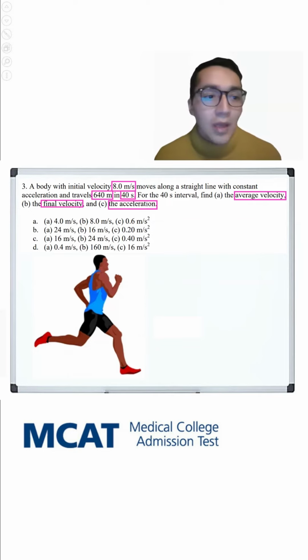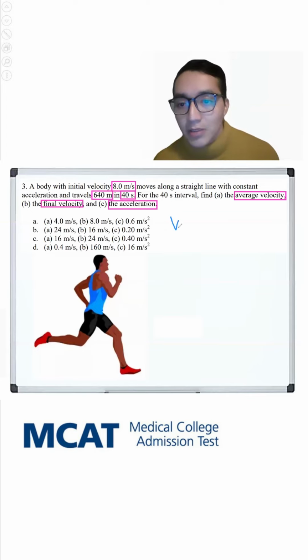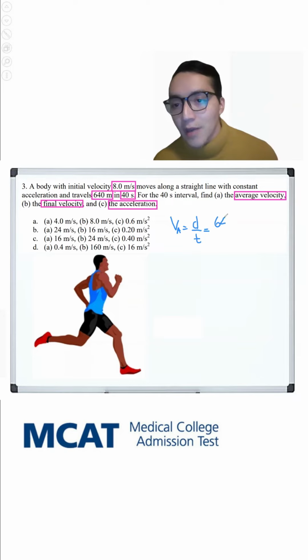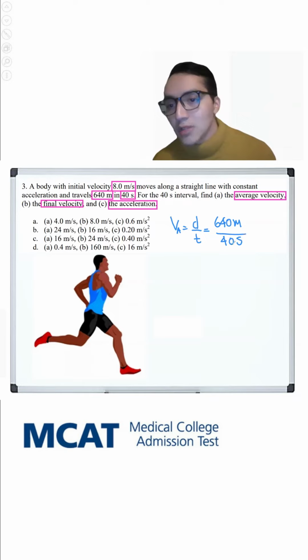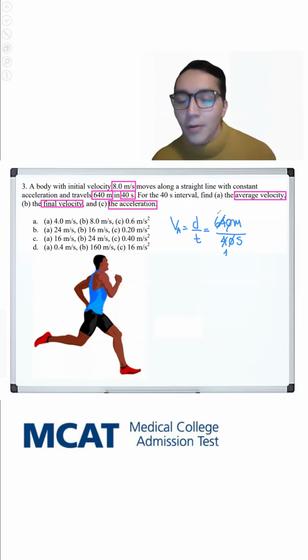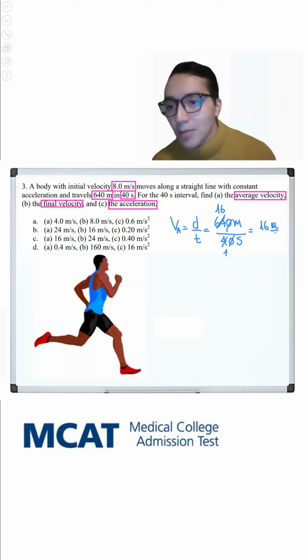First of all, I'm going to calculate the average speed, the average velocity. In this case, the average velocity is equal to the distance divided by the time. The distance in this case is 640 meters divided by 40 seconds. So I can simplify the 0 and 0. 4 divided by 4 is equal to 1, and 64 divided by 4 is equal to 16. As a conclusion, my average velocity, the letter A, is 16 meters per second.